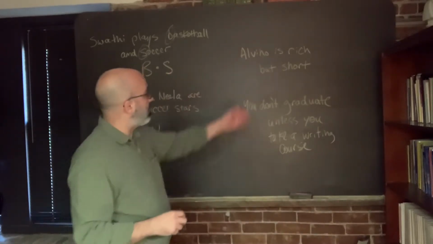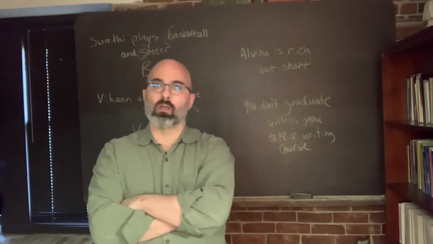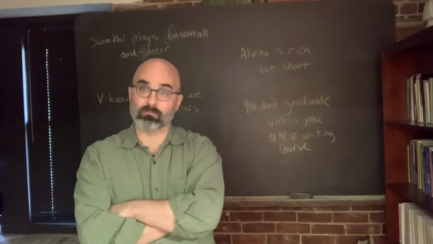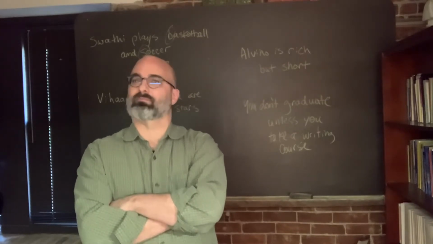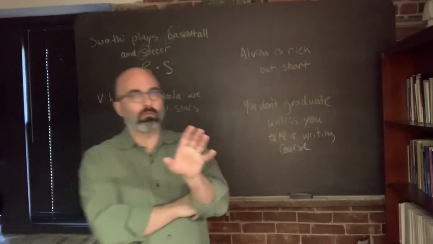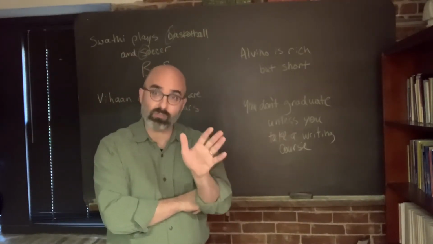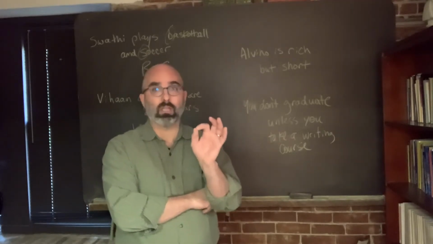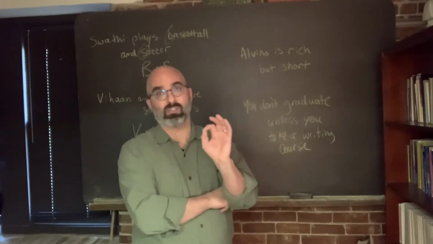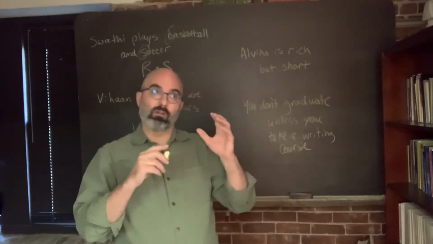Okay, how about this one? Alvino is rich, but short. Okay, now, I don't see any ands in there. Well, think about this semantically, right? The condition with semantics is that we are looking at the question of what makes this true and what makes this false.